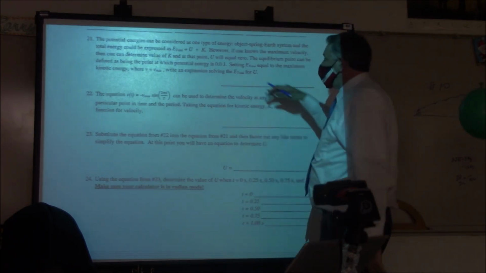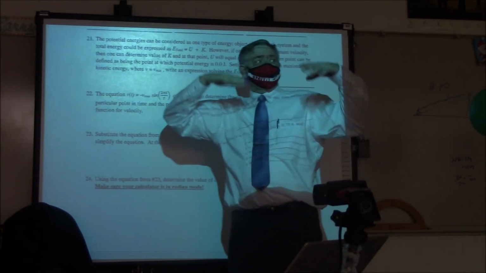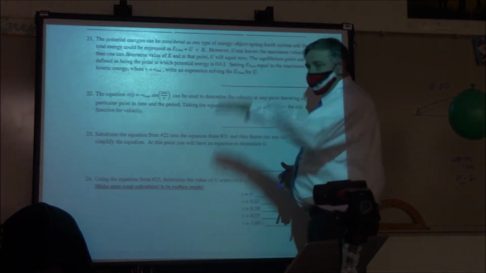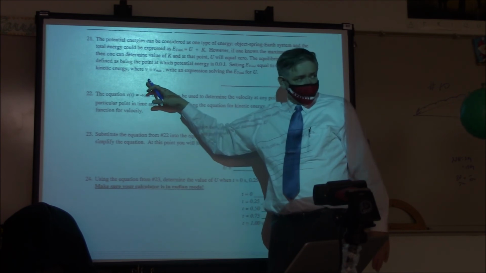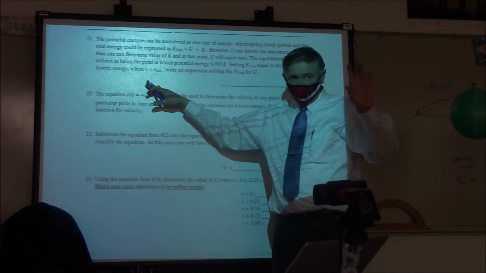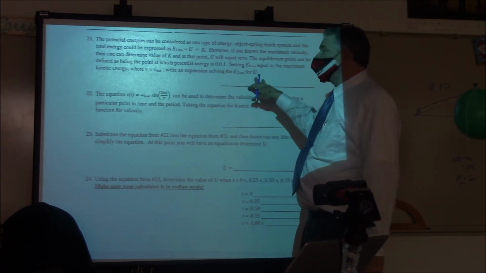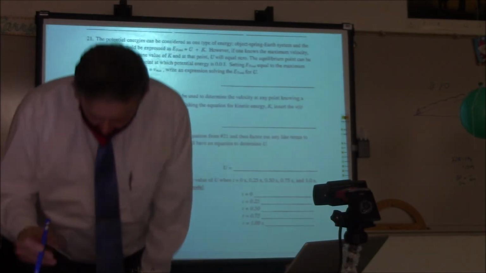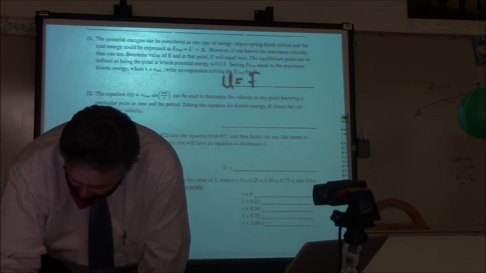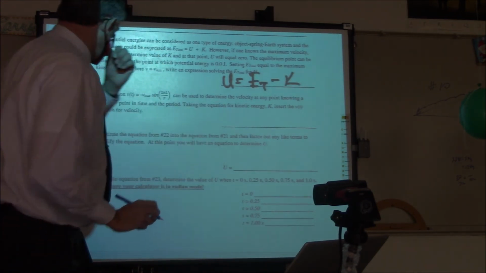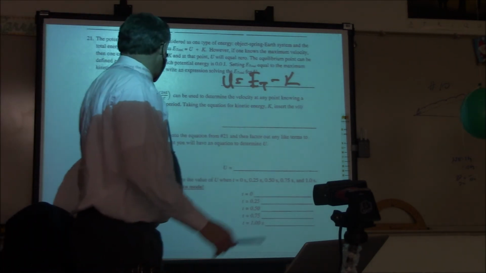So, setting E total equal to the maximum kinetic energy, okay, this is where everything kind of comes together. When you're in the middle of that oscillation, you're going to have your maximum velocity, okay? So you're going to have maximum kinetic energy because you're in the middle of the oscillation. So write an expression solving E total for U. This isn't tough. All you have to do is go, oh, U is going to equal E total minus K, okay? Because it basically says, solve this equation for U.